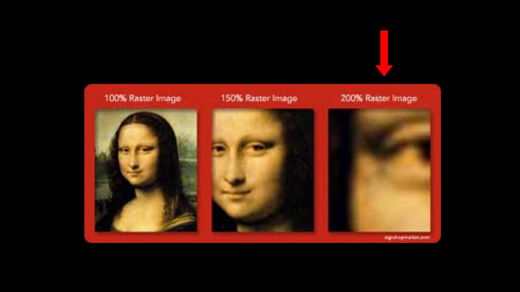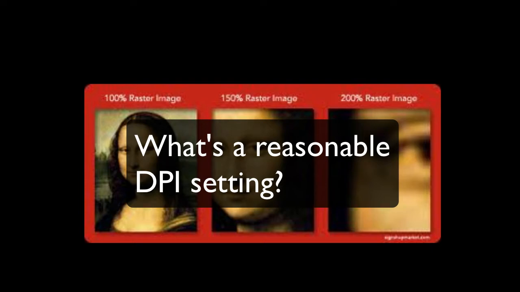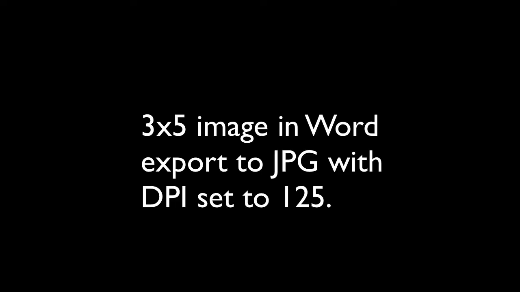So you want to try and avoid that by setting the resolution of the image you're using to something that's reasonable based on where you're going to use or place this image. So what's reasonable? Well, let's say for a 3x5 image inserted into a Word document, you could reliably set your image's resolution to 125 dots per inch and be just fine, so long as you're scaling down.